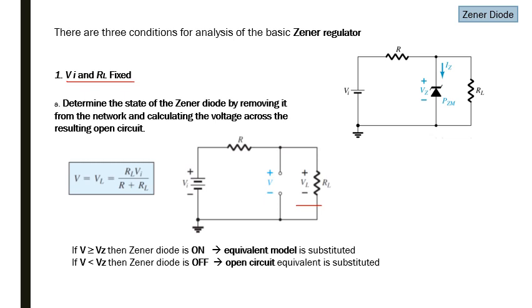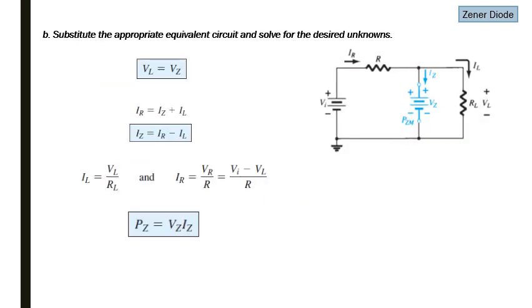Now after calculating this voltage, if this V is greater than or equal to Vg, then the Zener diode is on and we can replace this Zener diode with an equivalent model. And if this voltage is less than Vg, then we know the Zener diode is off and we replace the Zener diode with an open circuit in this network. Next, we substitute the appropriate equivalent circuit and solve the desired unknowns.